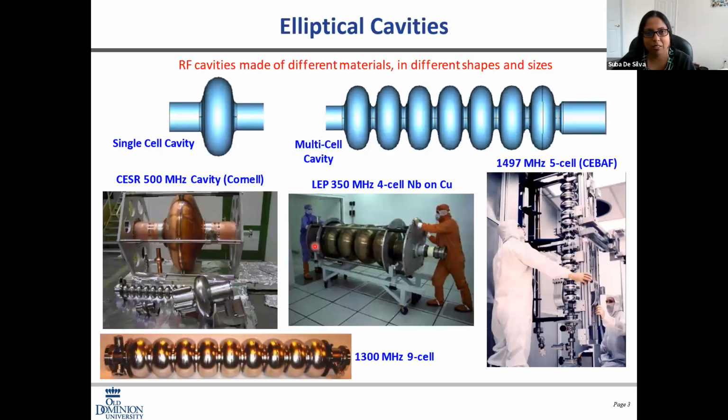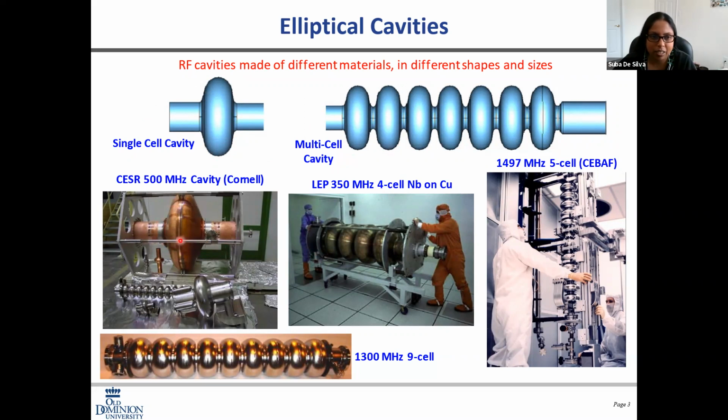So to begin with, let's quickly have a look at the elliptical cavities. Pretty much everybody is familiar with these elliptical cavities. You see them in single-cell shape or in multi-cell, maybe 3-cell, 5-cell, 7, 9, and so on. And you see these cavities as superconducting cavities made out of niobium, or as copper cavities. You can see some of the examples here.